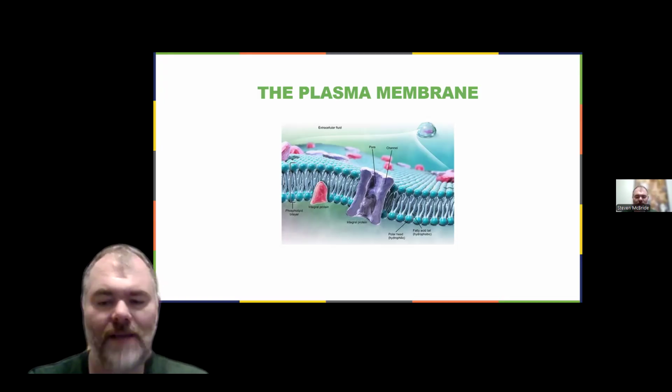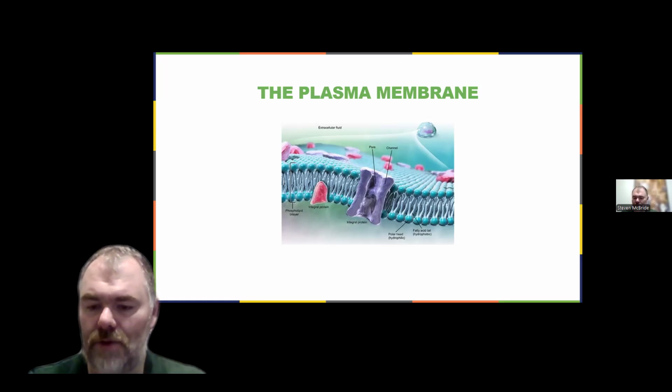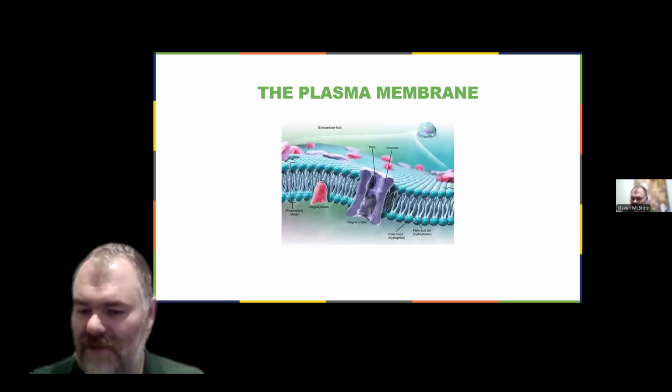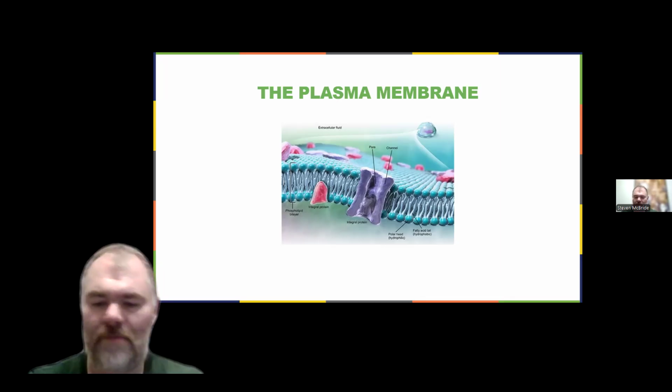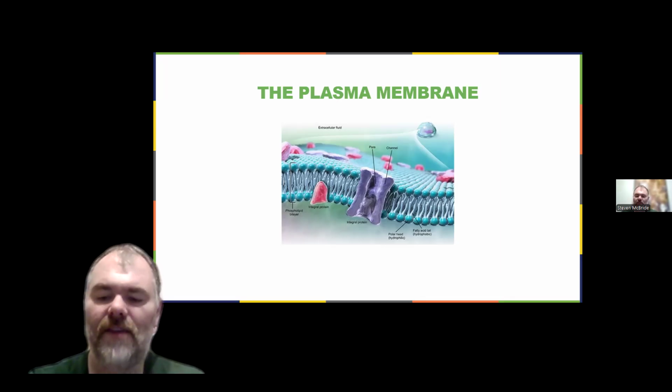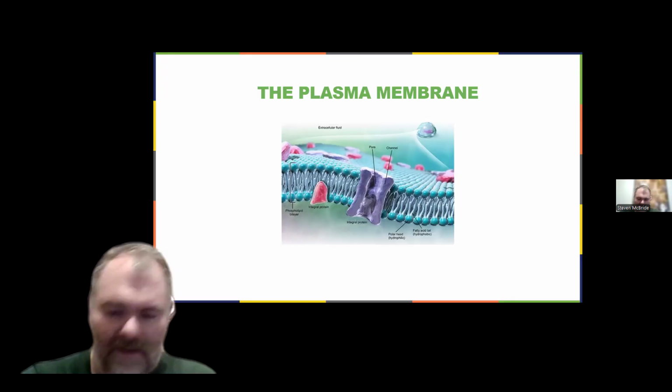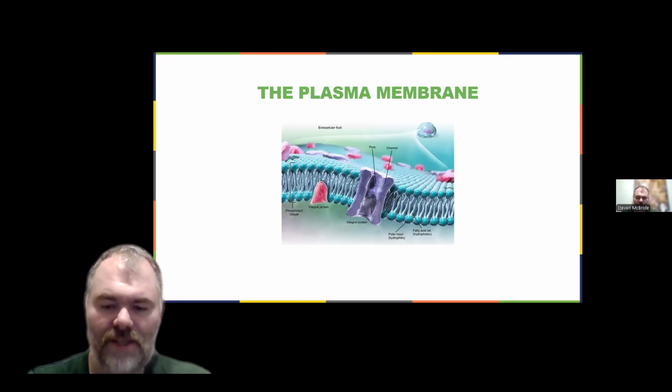What makes the plasma membrane important is that it is universal. Bacteria have plasma membranes. Archaea have plasma membranes. Plant cells, animal cells, fungi, protists, they all have plasma membranes. Even though these organisms look dramatically different, every cell depends on this structure.